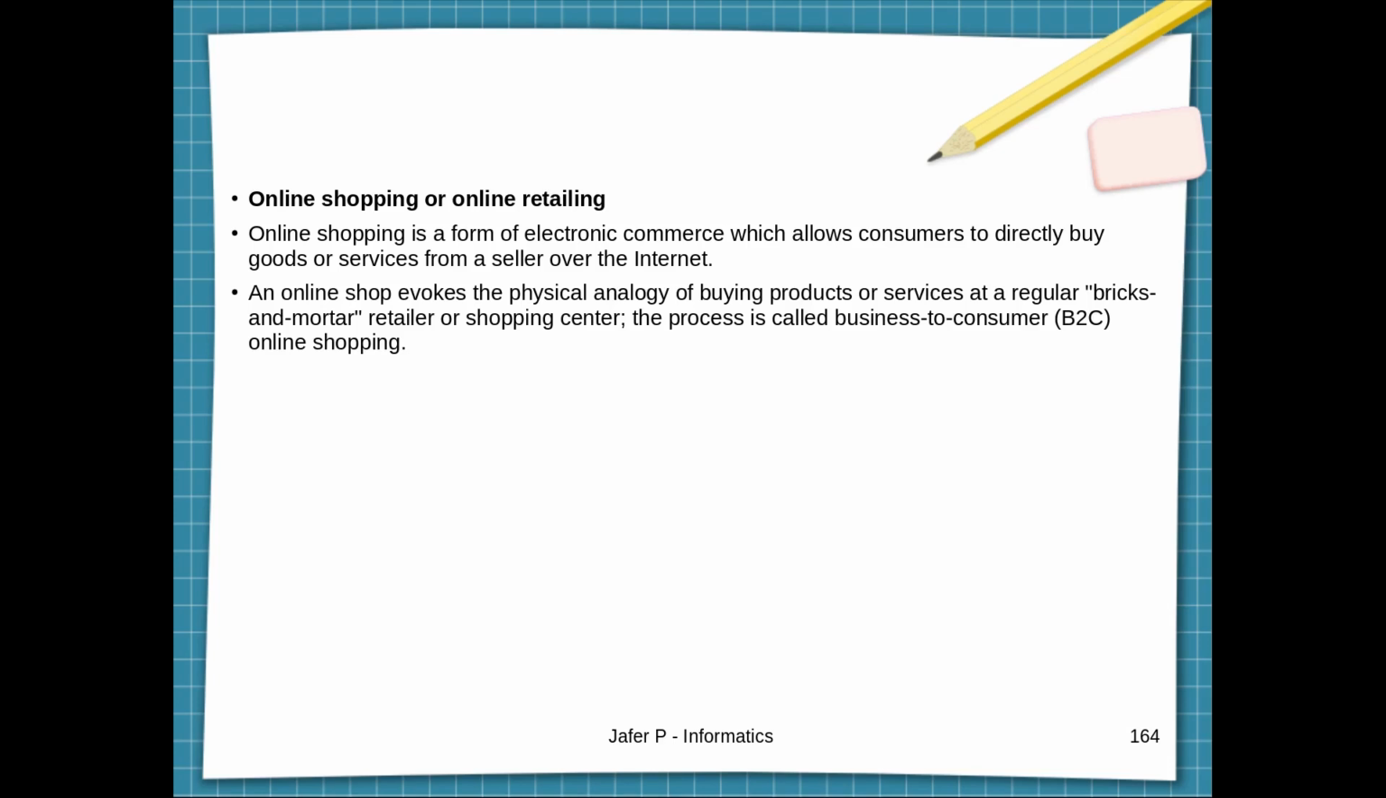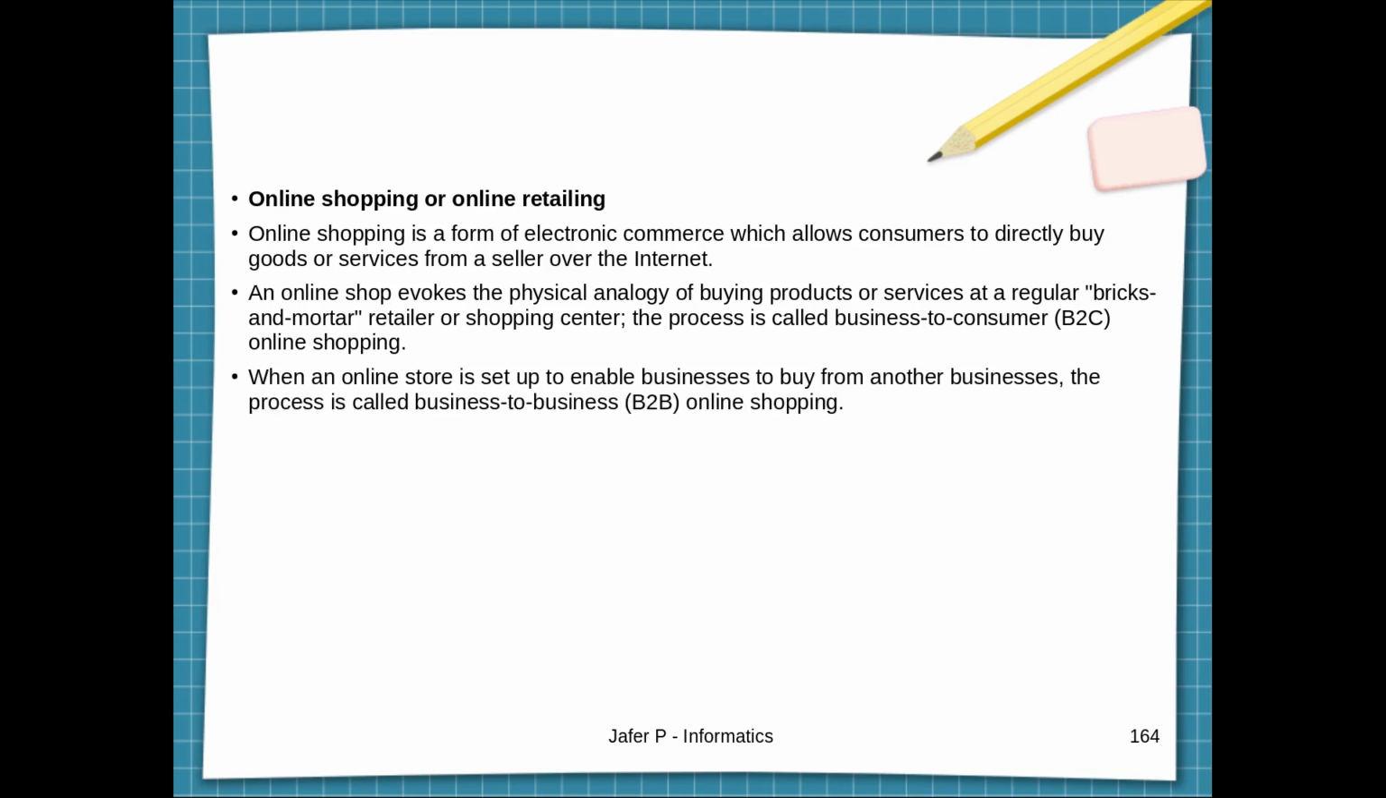An online shop evokes the physical analogy of buying products or services at a regular bricks and mortar retailer or shopping center. The process is called business to consumer online shopping. It's like a physical purchase where you can go and place the order on the internet through online mode, and once you place the order, they will process the order and get the product to you as soon as possible, depending on the vendor's location, right? So that business is called business to consumer online shopping.